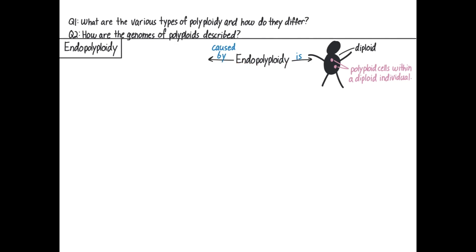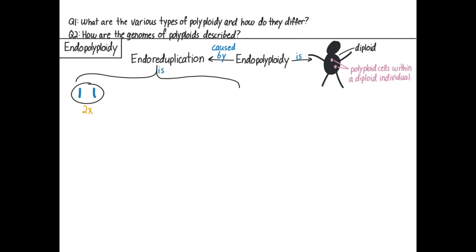Endopolyploidy is caused by endoreduplication, which is when a cell, in this case a diploid cell, replicates its chromosomes, but then does not undergo cell division. So the additional sets of chromosomes stay in one cell instead of being distributed into 2 cells, resulting in this example in a tetraploid cell. Endopolyploidy has been found in plants, insects, and animals, including humans.